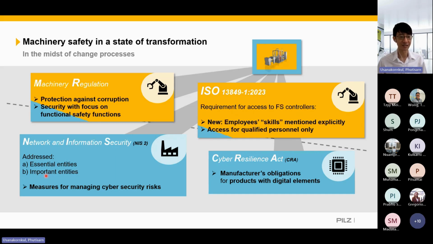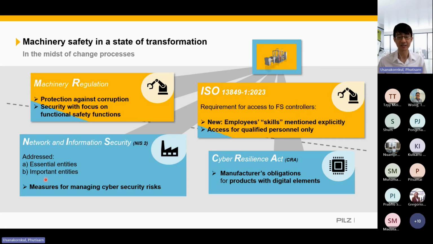Now, the important entity also has the same responsibility, but with a smaller scope and smaller impact compared to the essential entity. These are smaller organizations, and they will have some impact, but not as much as an essential entity. So the requirement is that they have to manage their cyber security risk in this NIS 2.